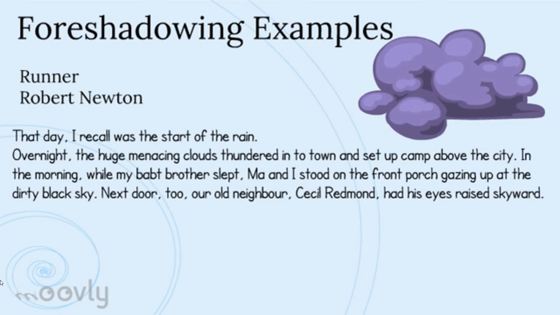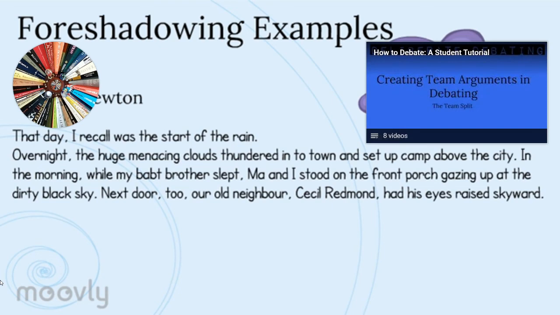Now, I find this foreshadowing really beautiful to begin a novel with because it hints that something is about to happen. I really like the phrase that it was the start of the rain. This is the beginning of a new event, of a new chapter, of something happening, and the huge menacing clouds thundering in. I really like that the main character's baby brother is sleeping because the story doesn't really revolve around him. Conversely, Ma and I were standing there staring, and the novel does really centre around the main character, his mum, and a few other characters as well. So this is a good example of how a novel can begin with a really strong sense of foreshadowing.